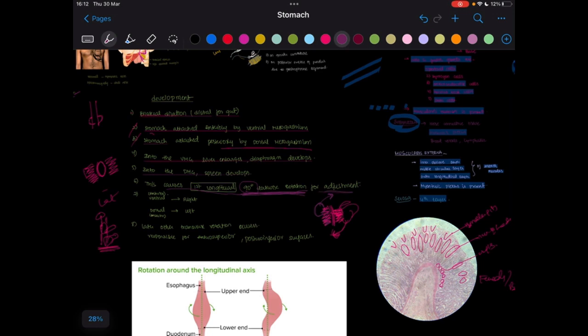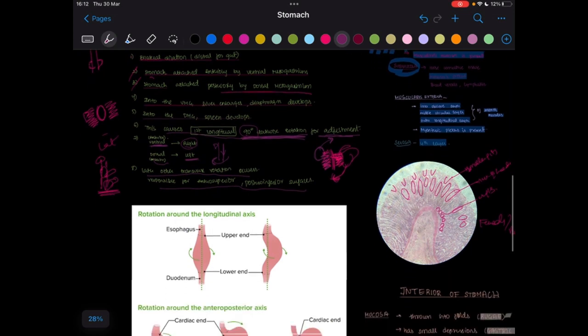And the stomach is adjusted in such a way that the ventral part, suppose this is the ventral part and the posterior part is the dorsal part. Now, due to the 90-degree rotation, the ventral part is coming towards the right side and is called the right border of the stomach, and the dorsal part is coming towards the left side, which is called the left border of the stomach. Later, another transverse rotation occurs, which is responsible for the anterior superior and the posterior inferior surfaces.